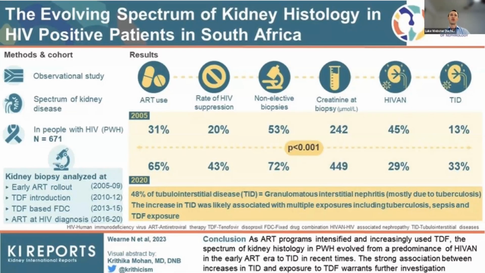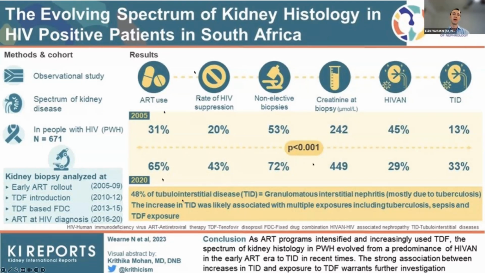So transitioning a little bit to a broader perspective, we aren't quite seeing the same data if you're looking at patients from Africa. This is a very similar biopsy study, done in South Africa. They looked at 4 different time periods: early antiretroviral therapy, the introduction of TDF, TDF-based fixed dose therapy, and then antiretroviral therapy at time of HIV diagnosis. They were looking to see how pathology and biopsy trends changed over time.